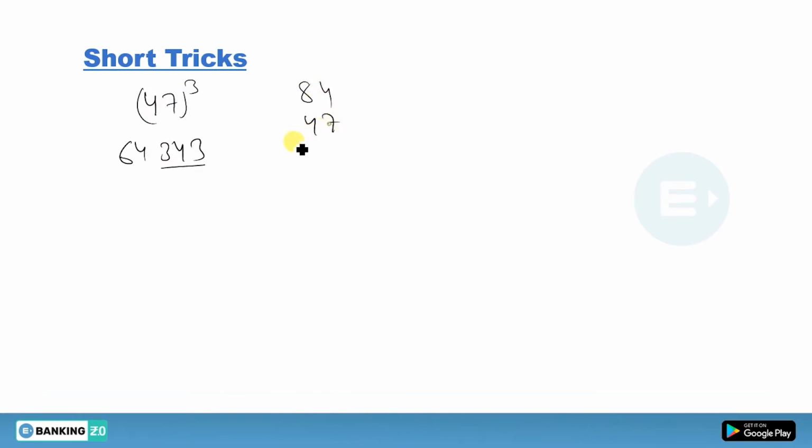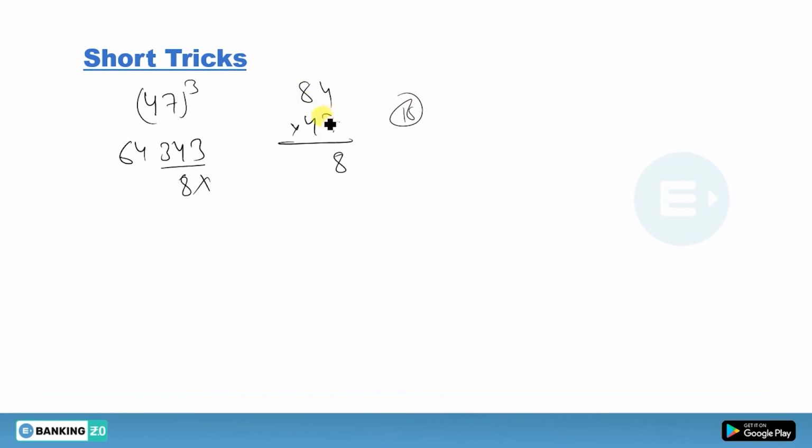84 into this 47. Now there is one big problem. You don't know the table of this 47. Don't worry. Just try to use this. 47 into 2, what will you get? You will get this 94. 94 into 2, 188. Okay, 188 means I can write 8 here. Now 18 will be carry.